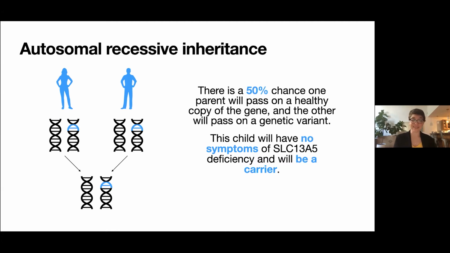There is a 50% chance that one parent will pass on a healthy copy of the gene, and another parent will pass on a copy of the gene carrying a variant or a mutation. In this case here, I'm showing that the variant is coming from the father, but really it could be either mother or father. That's how we're getting this 50% number. If a child inherits only one copy of a genetic mutation or a genetic variant, they will essentially be the same as their parents. They'll have no symptoms of SLC13A5 deficiency, but that child will also be a carrier. Because many autosomal recessive disorders, including SLC13A5 deficiency, are so rare, it's unlikely that this child would go on to have an affected child. But it's sort of an important conversation to start thinking about as they get older so that it can inform their own family planning.